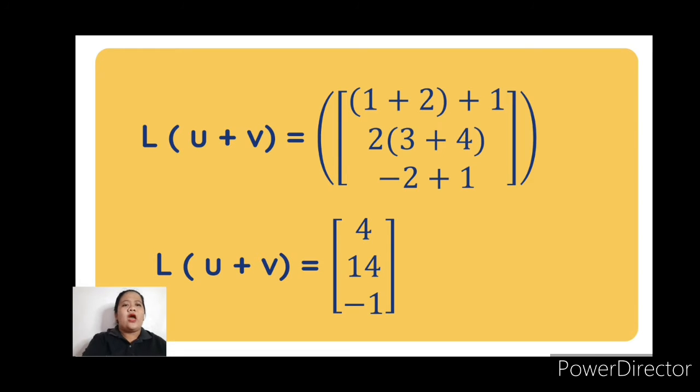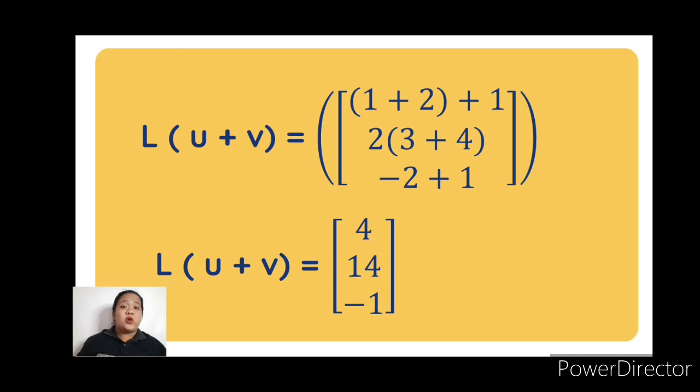Suppose that u1 is 1, u2 is 3, u3 is negative 2, v1 is 2, v2 is 4, and v3 is 1.